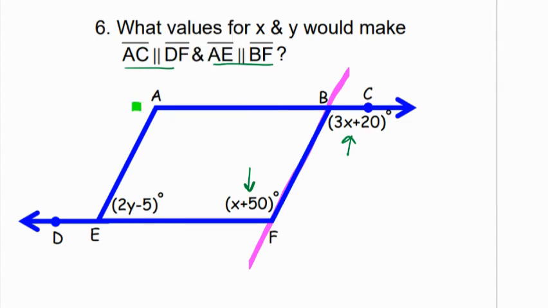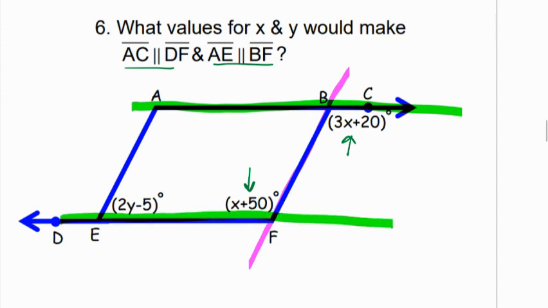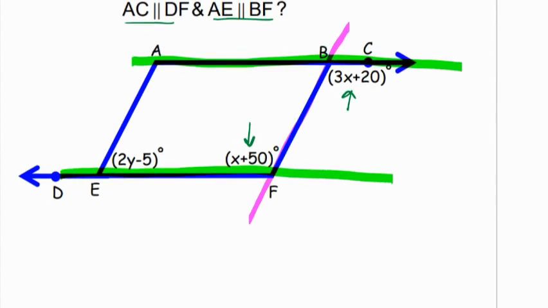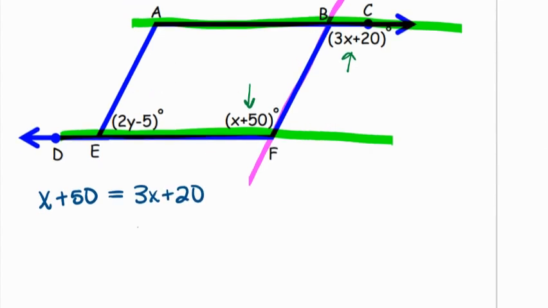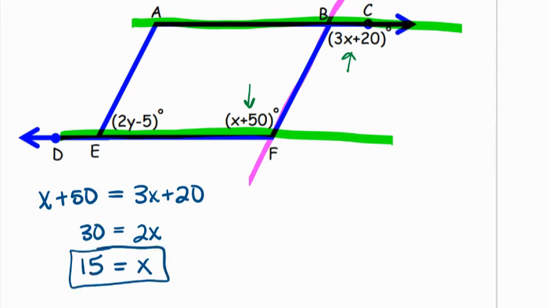So then I'm going to look at these two lines as my potential parallels, right? Looking at those two angles, the 3x plus 20 and x plus 50, those are alternate interior angles. So if I want my green lines to be parallel, those angles have to be congruent. So I'm going to say that x plus 50 needs to equal 3x plus 20. And then if we solve here, we get a 2x over there and a 30 here. So our x is going to equal 15. And that would make that green set of lines parallel, right?